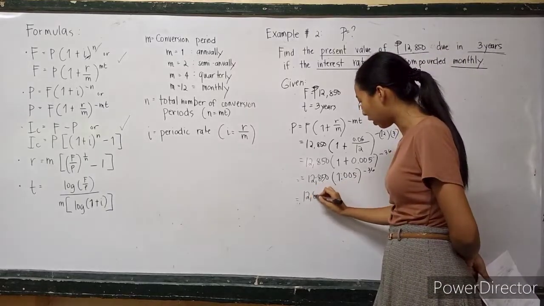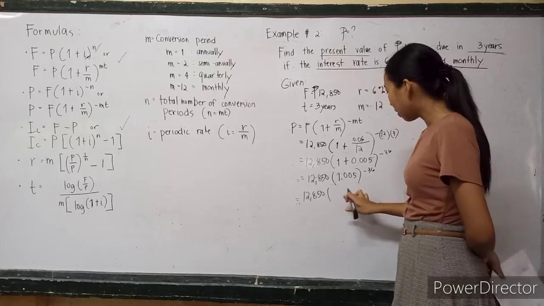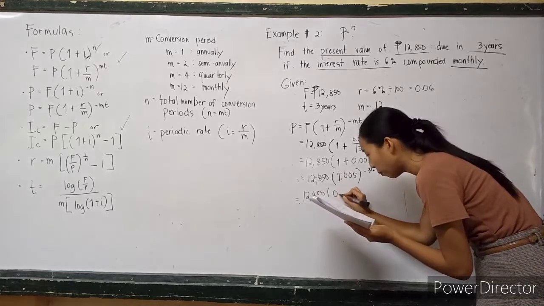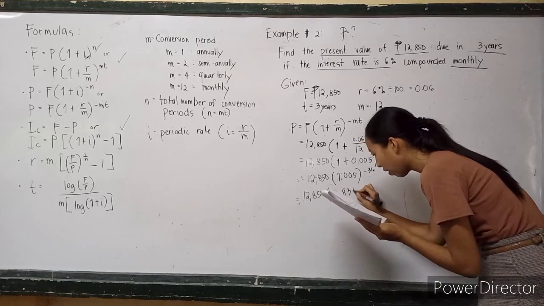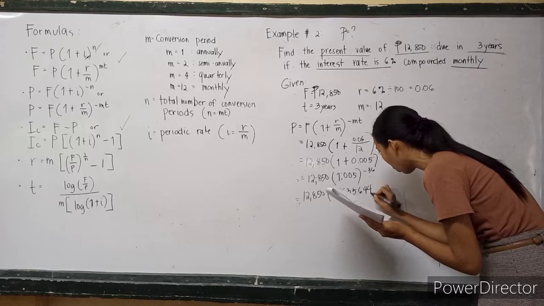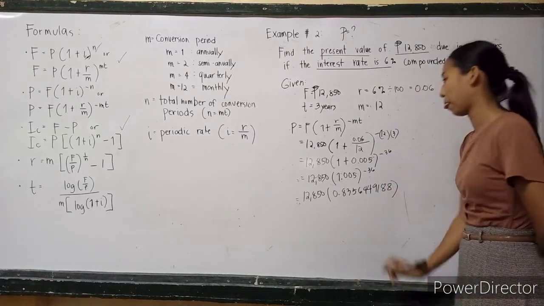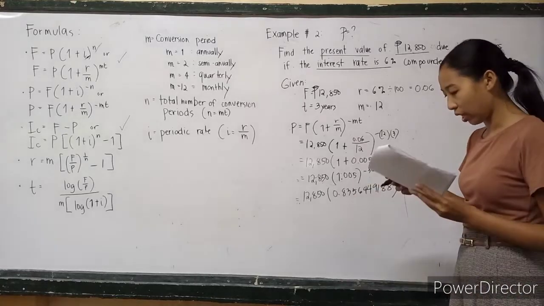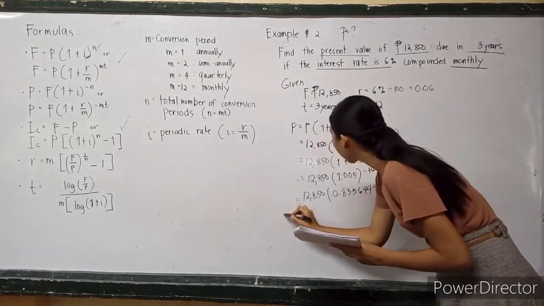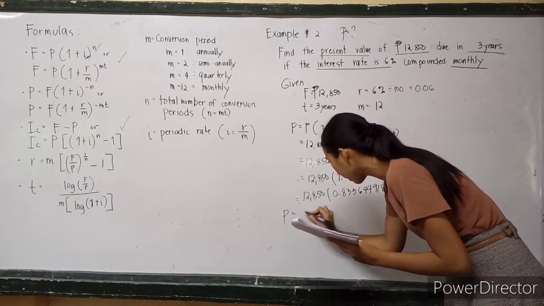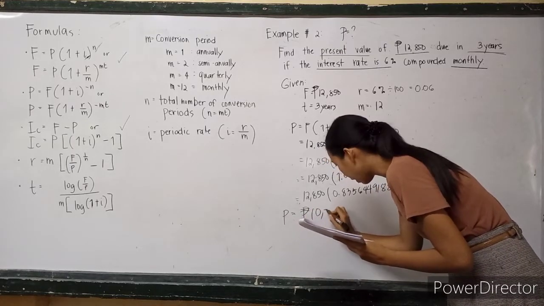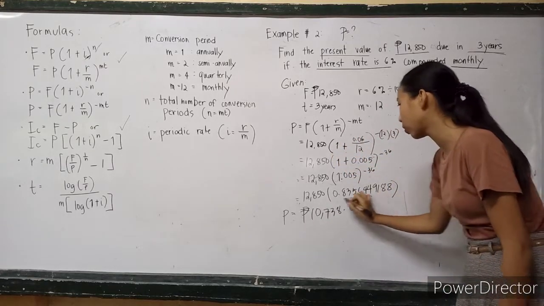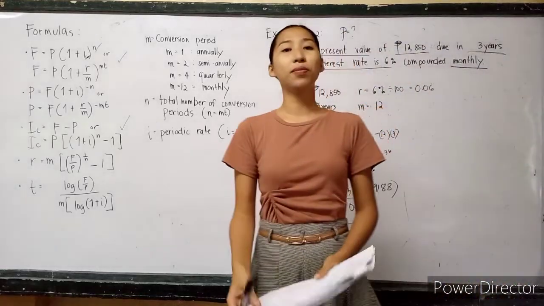12,850, copy lang. Then, the answer for this, if you're going to use the calculator, is 0.8356449188. So, karon naa na siya na value, atong i-multiply diha sa imong 12,850. And our final answer for P, our present value, is 10,738.04 pesos.